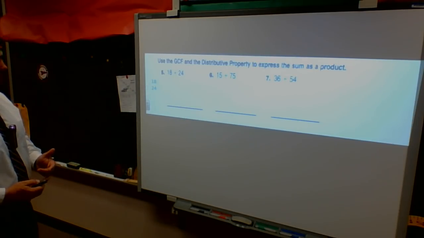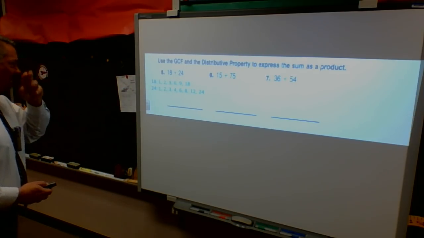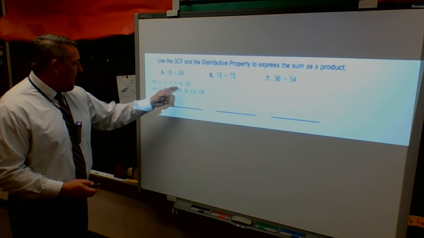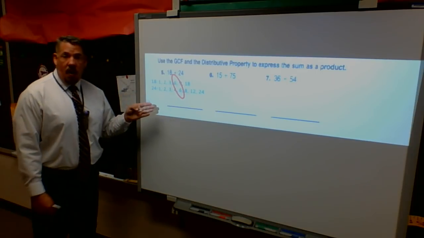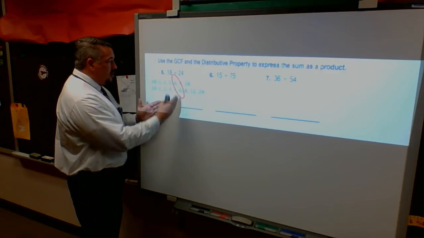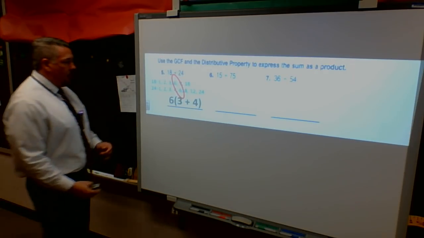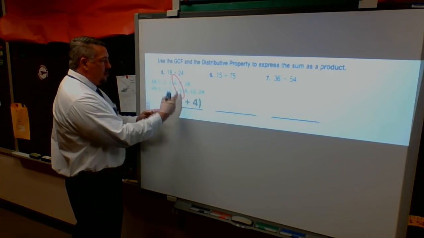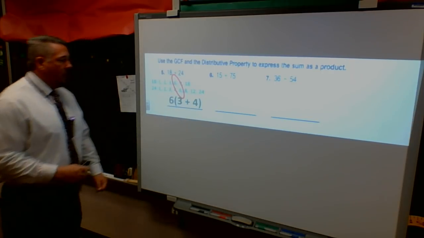Well, when I list out my factors, I would see that it's not 18 because 18 doesn't go in there evenly. It's not 9, but 6 is. So I'm going to use a 6, and then I ask, well, how many times will 6 go into 18? And how many times will 6 go into 24? And those would be in my parentheses. So 6 is my greatest common factor, then 6 goes into 18 3 times, plus, and 6 goes into 24 4 times.